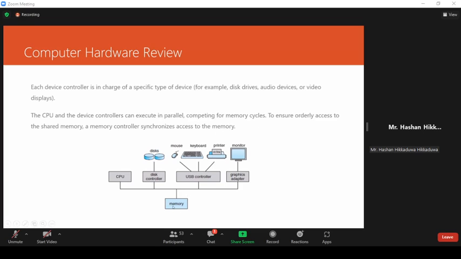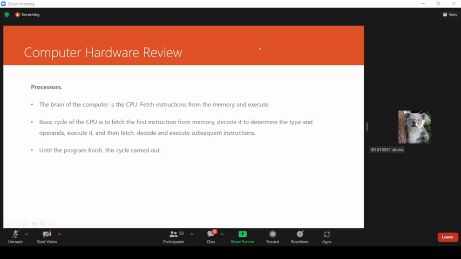Right here, you see the memory. You can see the CPU, this controller. There are USB controller, maybe graphic adapters, right? Here you have this controller. Here you have mouse, keyboard, and printer. You have the USB controller. Here monitor, you have the graphical adapter.